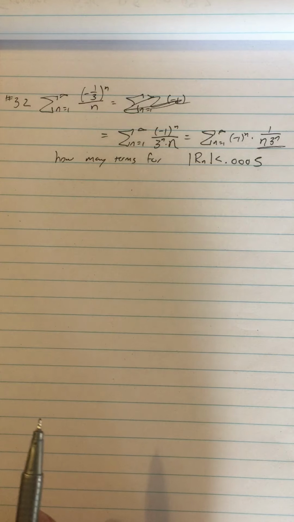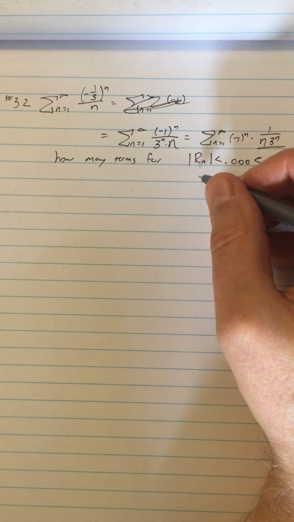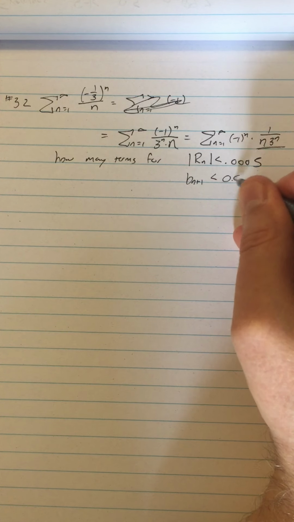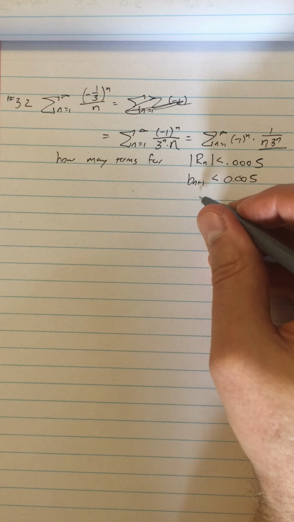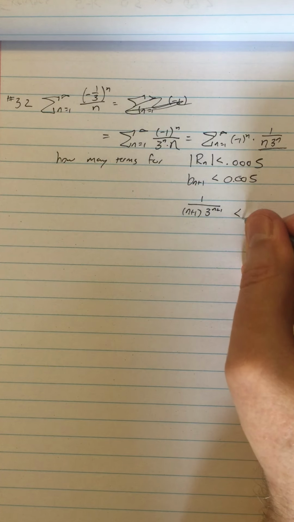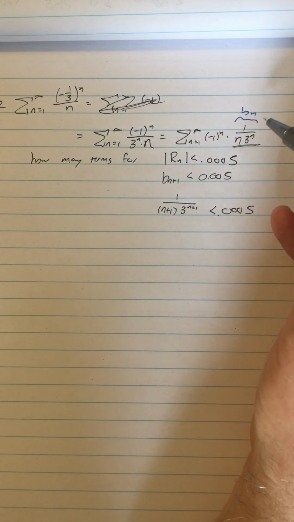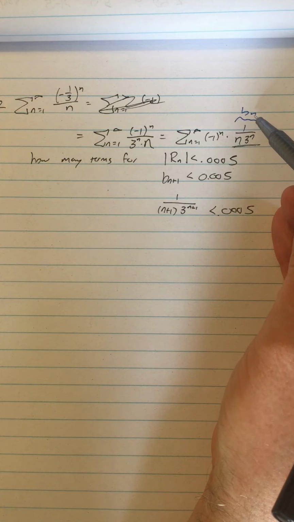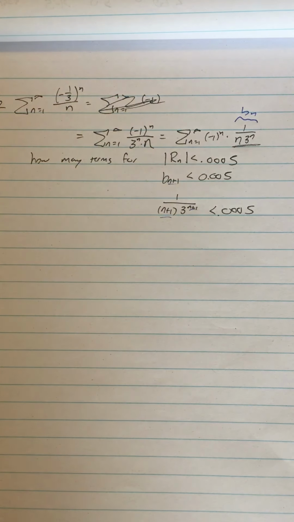The question is, how many terms do I have to add up to get the remainder to be less than 0.0005? So the remainder is always less than b sub n plus 1. So b sub n plus 1, this is our remainder theorem. b sub n plus 1 is less than 0.0005. So I have to solve 1 over (n plus 1) times 3^(n plus 1) is less than 0.0005, because that's what my b sub n is. So b sub n plus 1 means I'm plugging in n plus 1 where the n's were. Then I just have to solve that inequality.